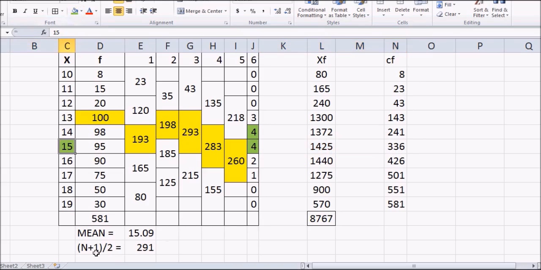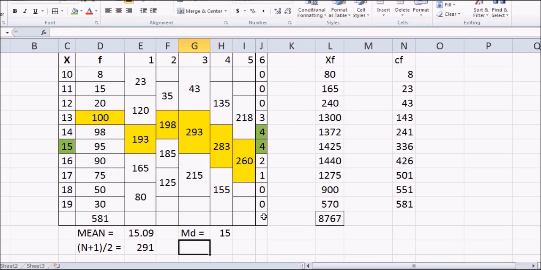Mean is, we have got the mean here. Let me write median here. Median is 15 based on the calculation which we did, and finally now we are ready to calculate mode. Let me do that here.